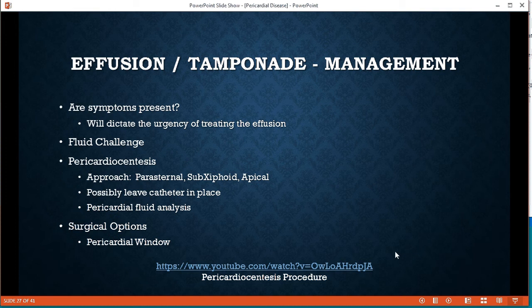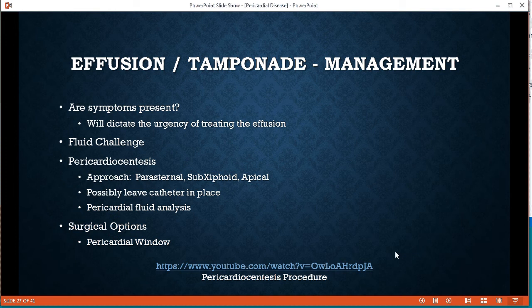So one of the things you can do early on is fluid challenge these patients. Remember the problem is you've got this pressure inside the pericardial sac from the fluid that has accumulated, and the pressure has exceeded the pressure needed for inflow of fluid during diastole. So if you can increase their central venous pressure, then that may help to move fluid forward, and you can fill the ventricle and temporarily improve their hemodynamics.